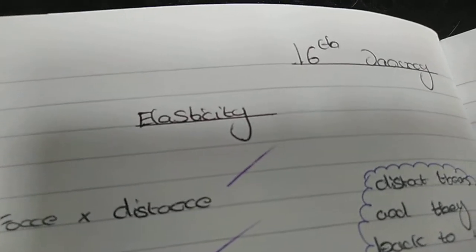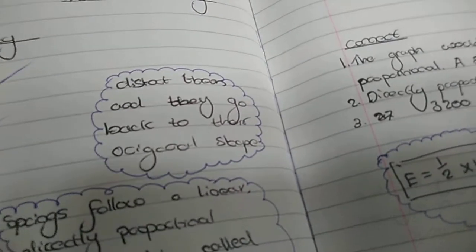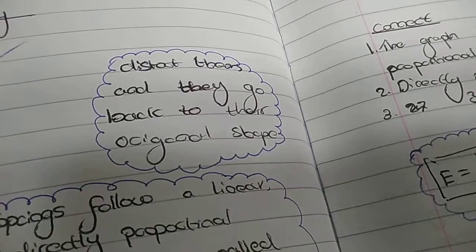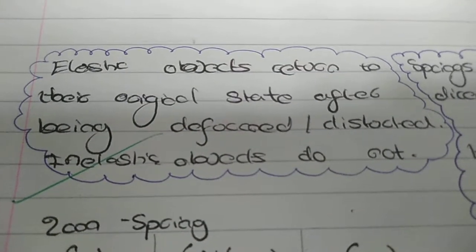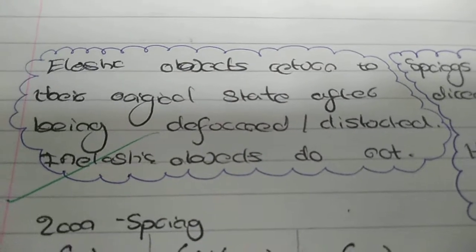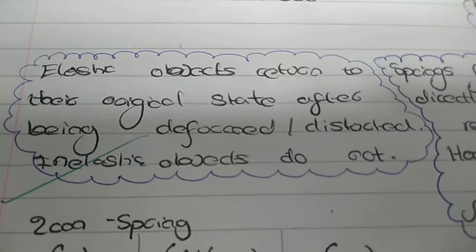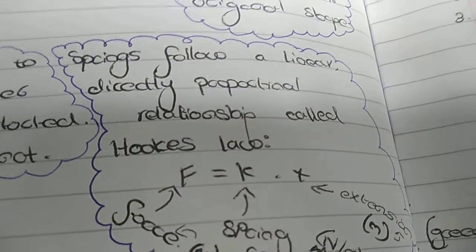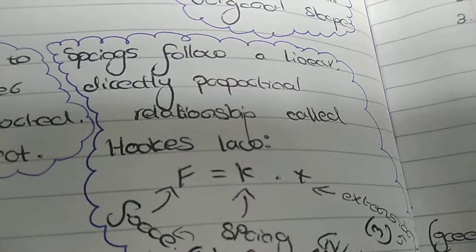Elasticity. You get what I mean. If something is elastic, you can distort it and it will go back to its original shape. Elastic objects return to their original state after being deformed or distorted. Inelastic objects do not. Springs follow a linear, directly proportional relationship called Hooke's law.